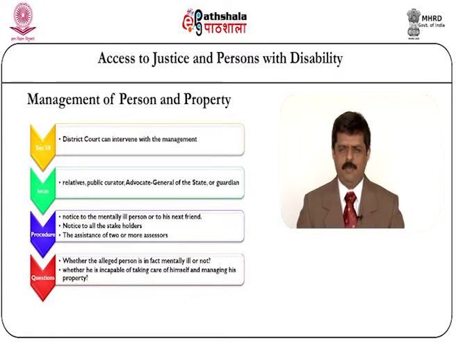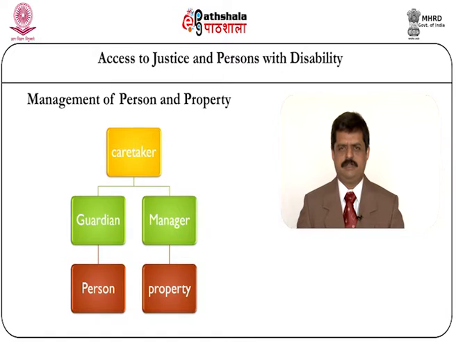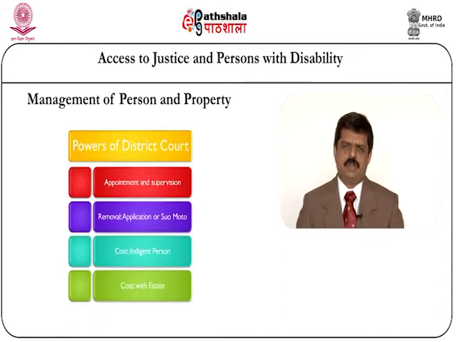The court appoints a caretaker. If a caretaker is appointed to take care of the mentally ill person, then he is termed a guardian, but if he is appointed to take care of the property belonging to the mentally ill person, then he would be considered a manager. After appointing the manager or the guardian, the court enjoys a series of powers to take care of such property. After appointment, the court will supervise the functioning of the guardian as well as the manager. If the court finds him not functioning properly, then he can be removed, maybe on the application of the parties or maybe suo motu on its own.